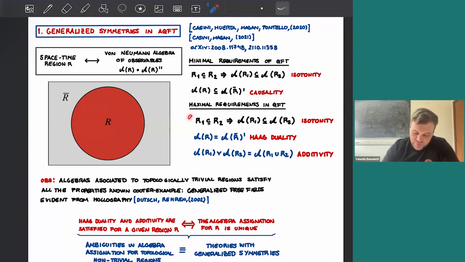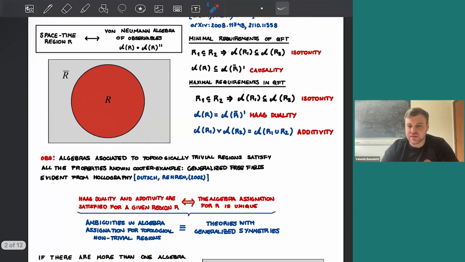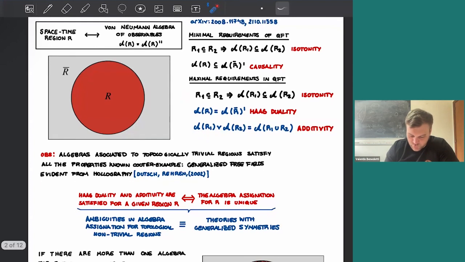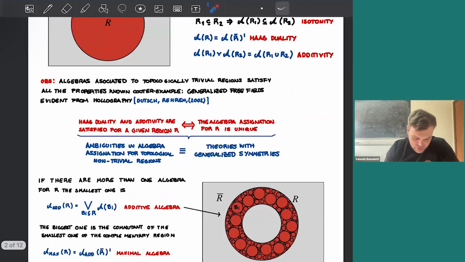So assuming that all these properties hold with balls, what will happen is that they may not hold for regions that are not topologically trivial. And we will say that theories that have this freedom of this property for topologically non-trivial regions, which implies that there may be more than one algebra assigned to one of these regions, are theories with generalized symmetries. But let me work this out a little bit more.